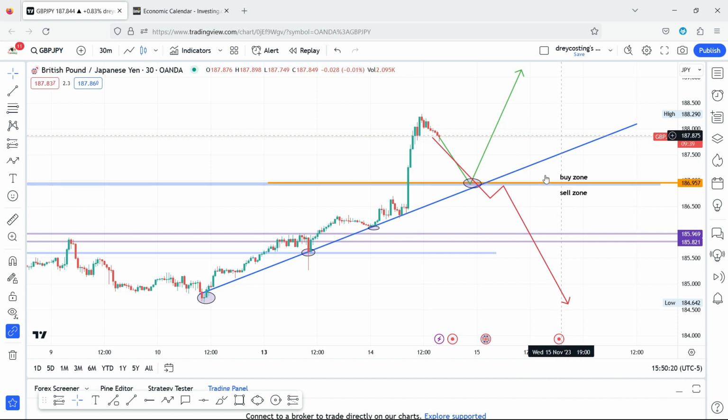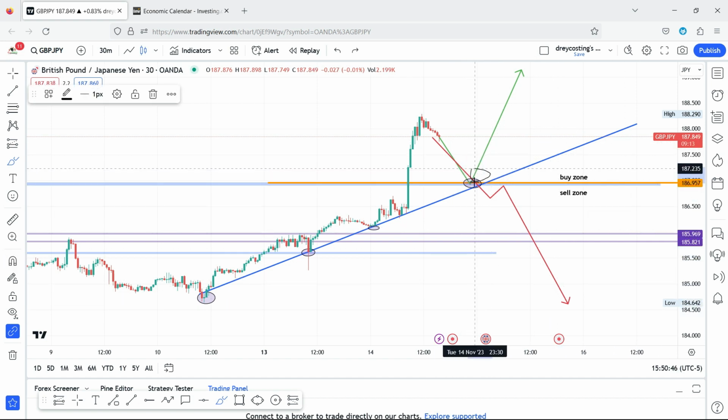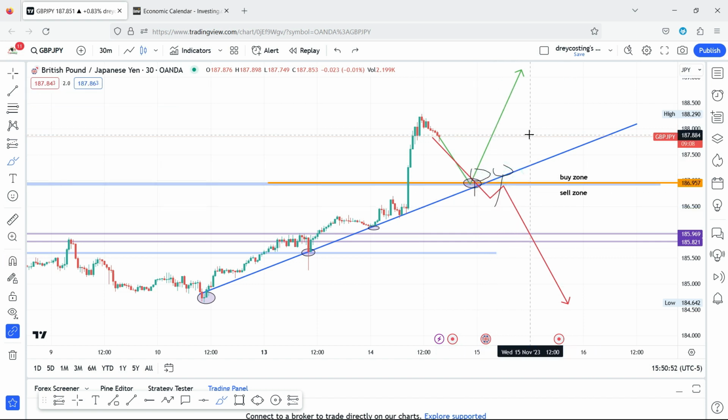All right, so this is what we're looking at for GJ. Buys above 186,957, let the retrace come here. Sells below 186,957, and when it comes back to retrace here, you want resistance to form: bearish candle closure, wick at the top, bullish candle closure, wick at the top, bearish candle closure, wick at the top, to look to continue down. But if we're expecting the buy to continue up, we want bearish candle closure, wick at the bottom, bullish candle closure, wick at the bottom, and then you look to continue up, right?